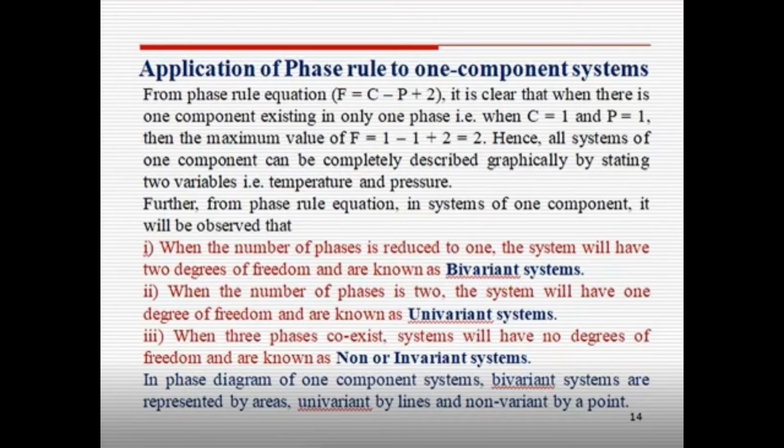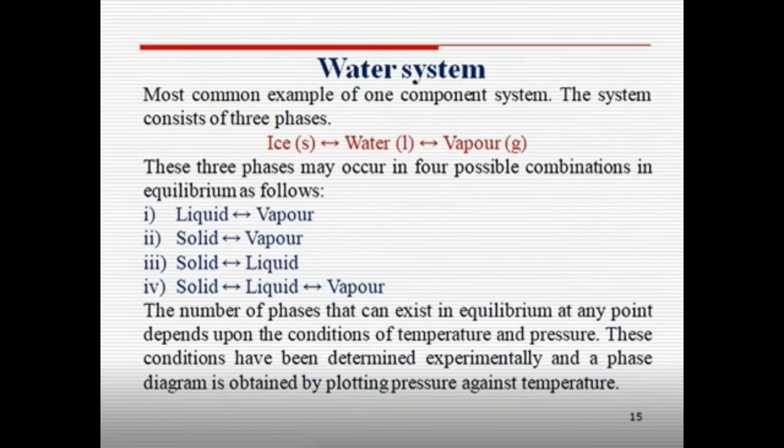In the phase diagram of one component systems, bivariant systems are represented by areas, univariant by lines, and non-variant by a point. We will discuss 2 examples of one component system. One is the water system and another is the sulfur system. So first we will discuss the water system.